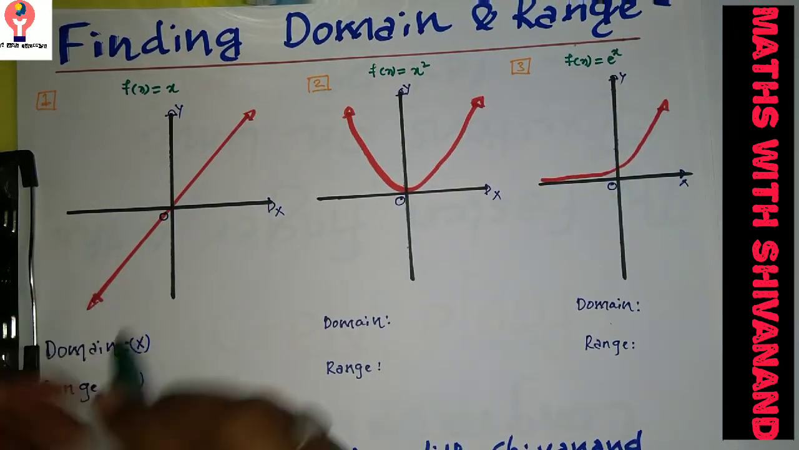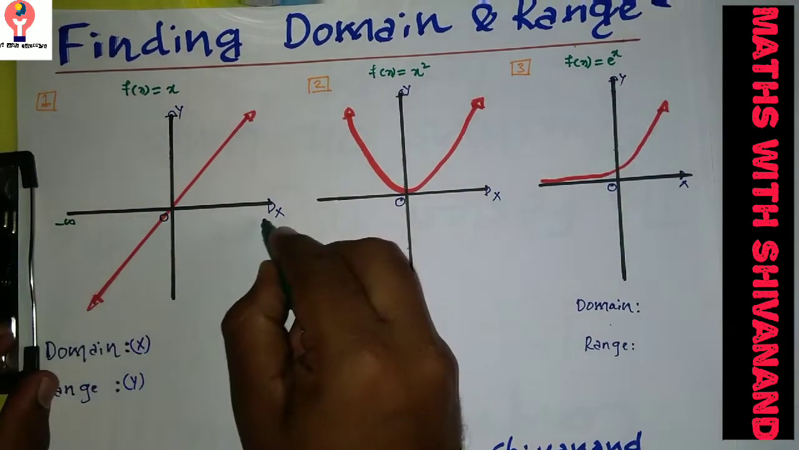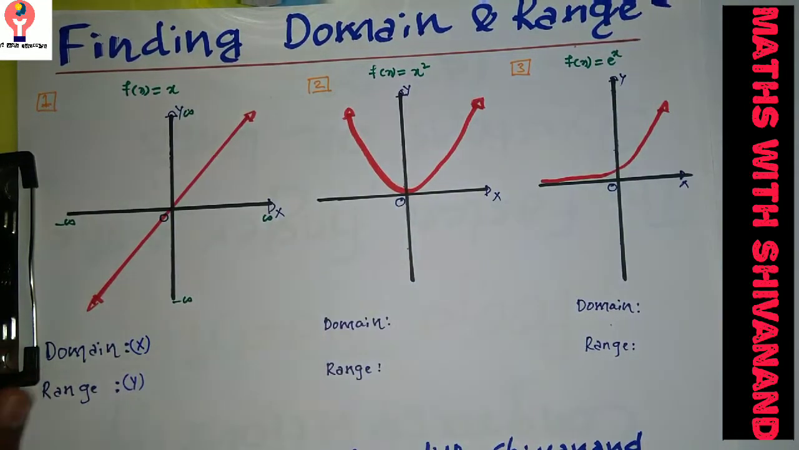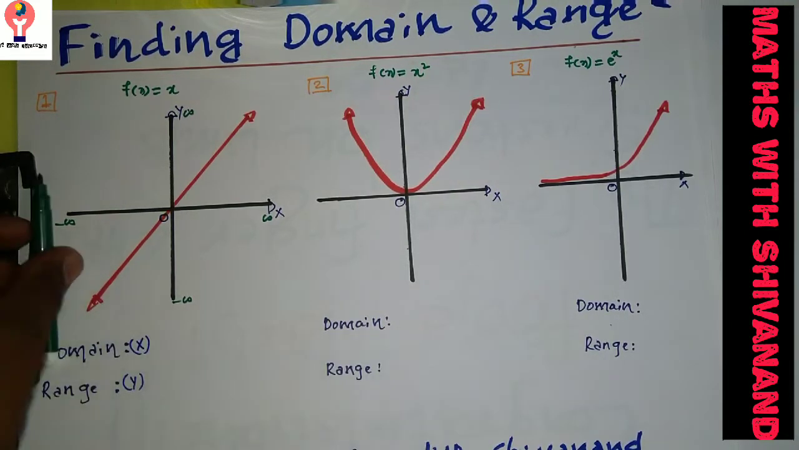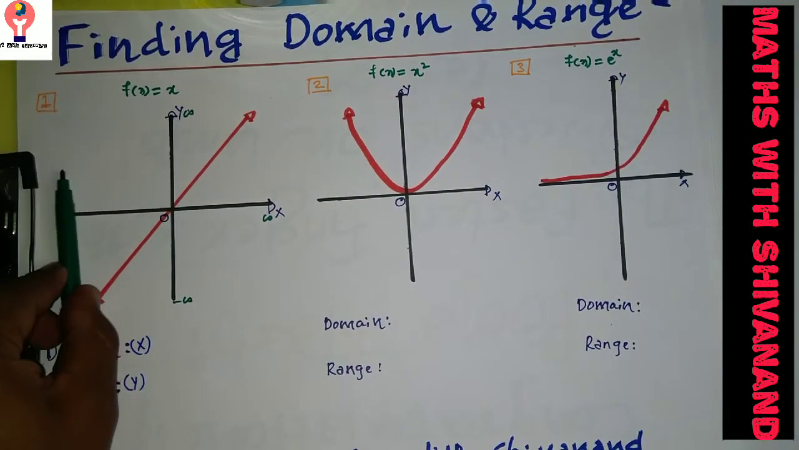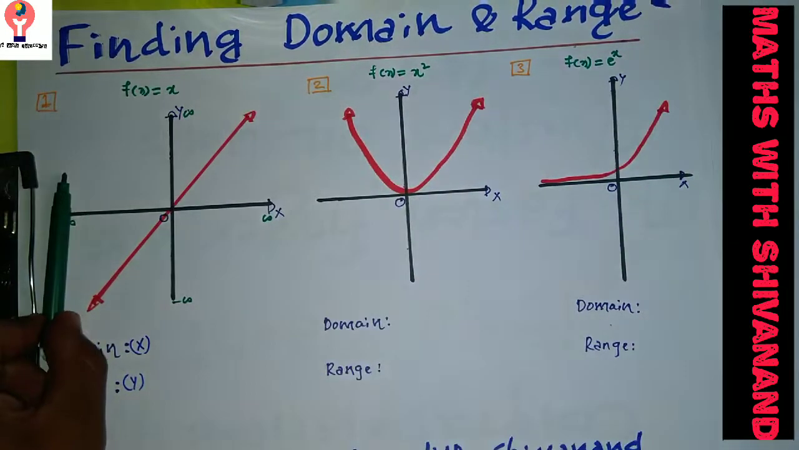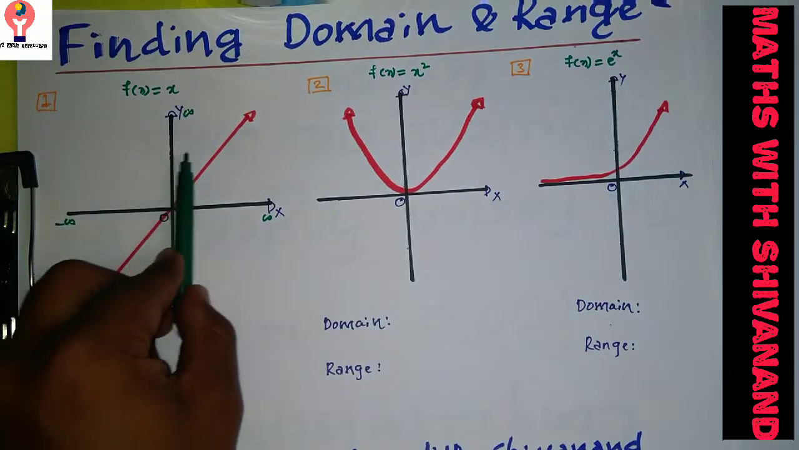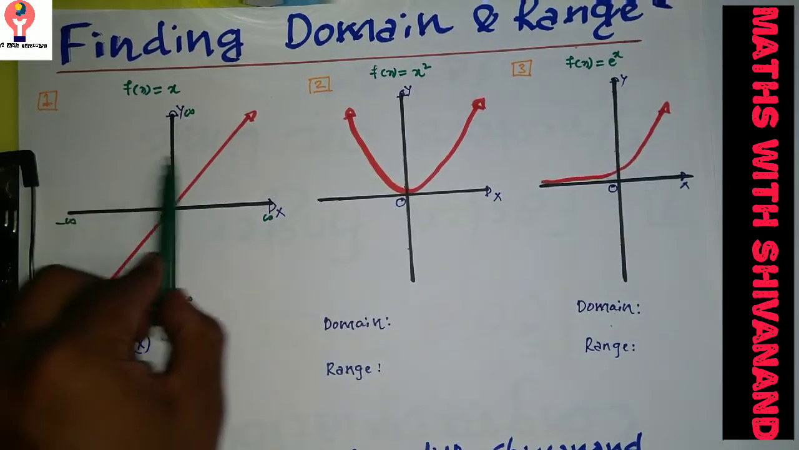So you check right from, so the x-axis is moving from minus infinity to plus infinity. The y-axis is also moving from minus infinity to plus infinity. They are real number lines here. Okay. So domain, you check from left to right here. It has values right from minus infinity to plus infinity. So it is taking all the values here.